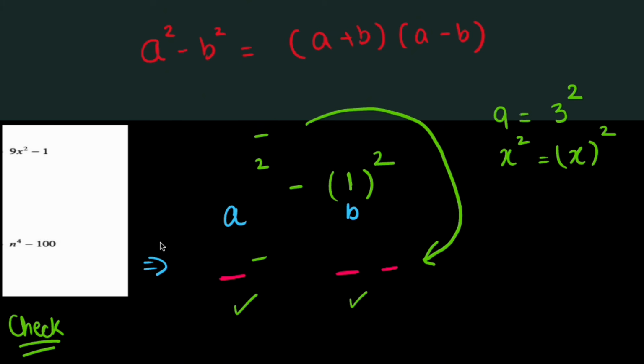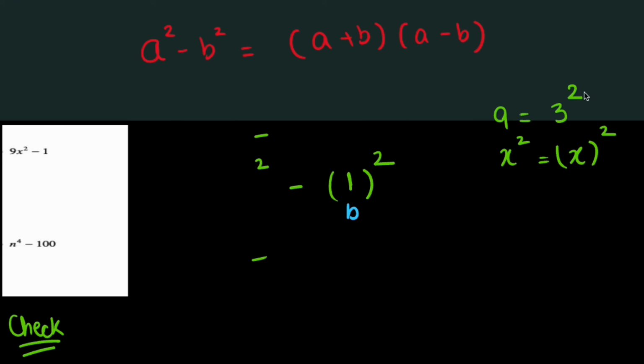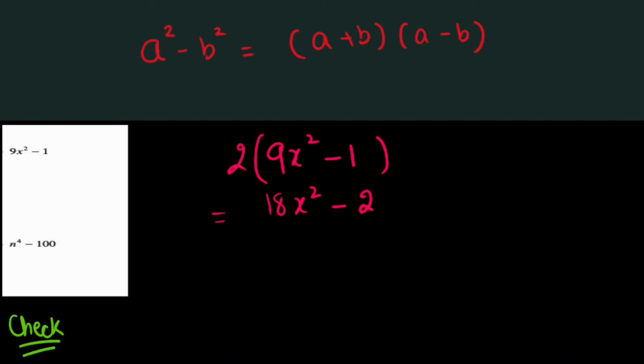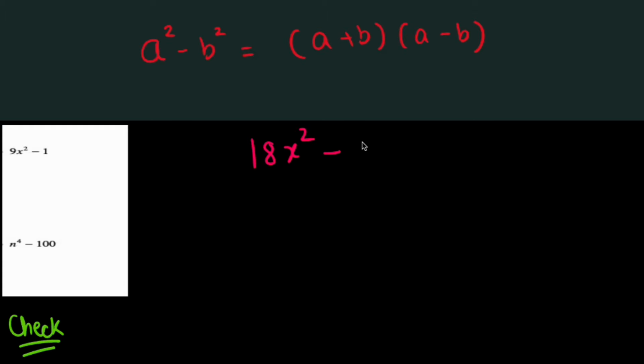So let's take the same question, 9x squared minus 1. I'll multiply this by 2 to create a new polynomial, a new question, and show you if you get something like this, how you should factorize. So my new question is, instead of 9x squared minus 1, I have 18x squared minus 2.